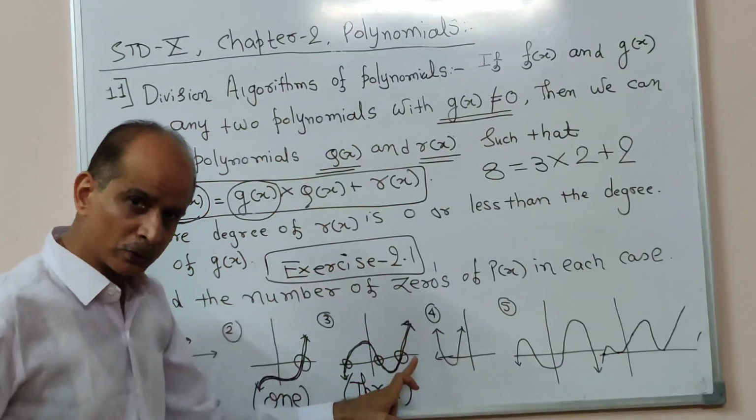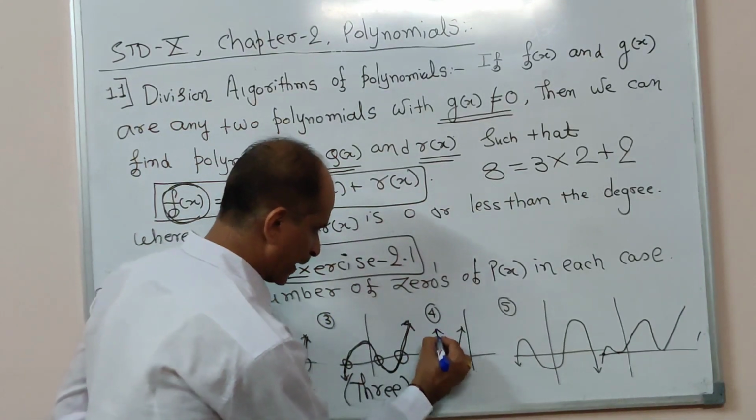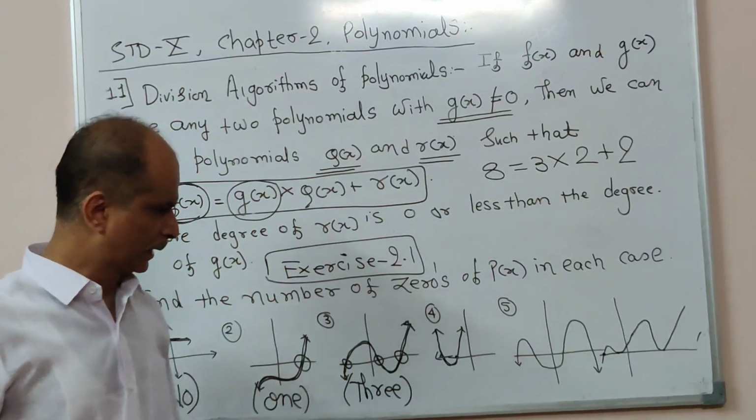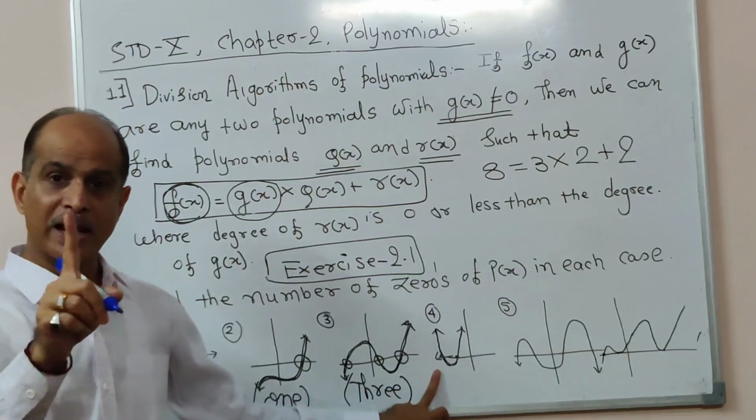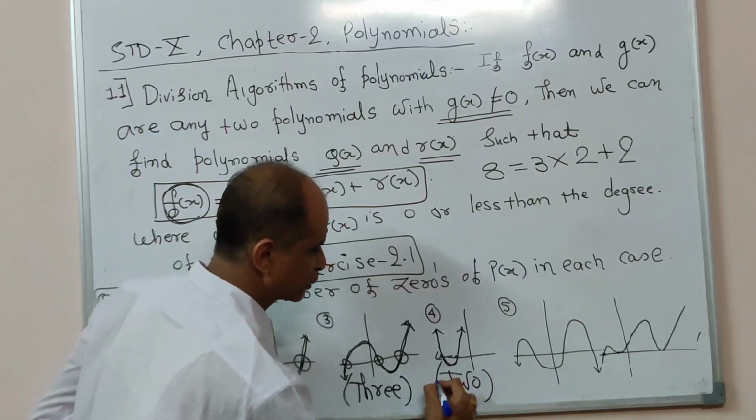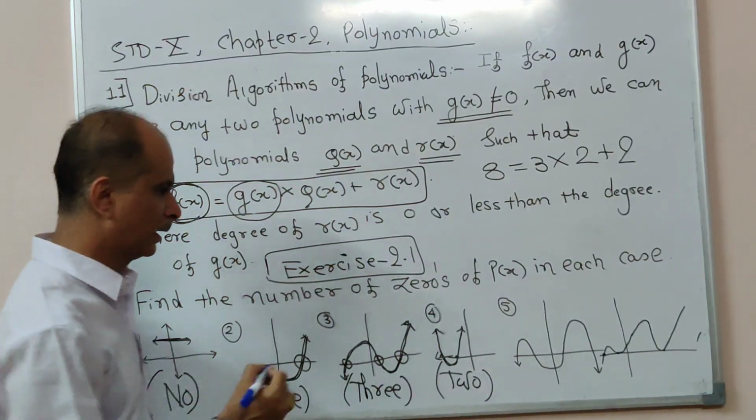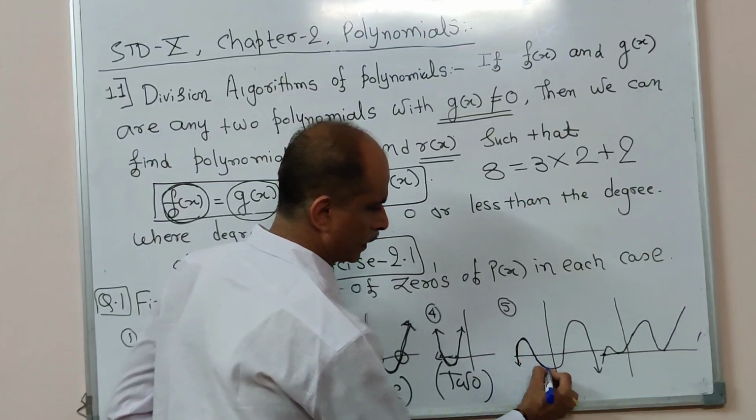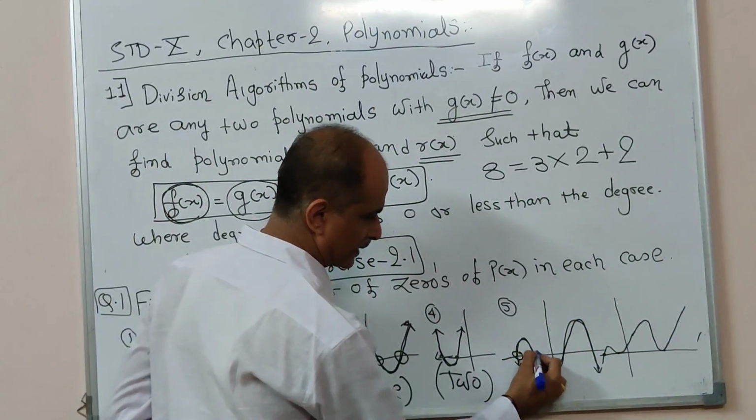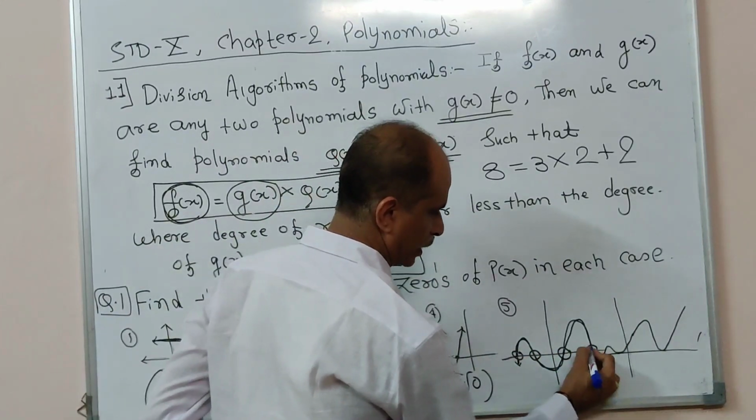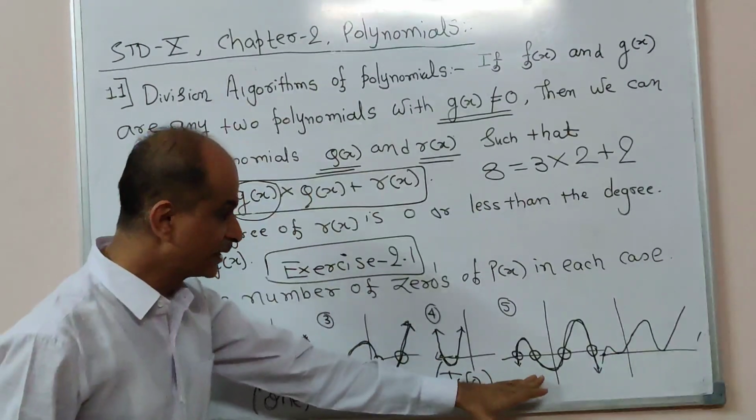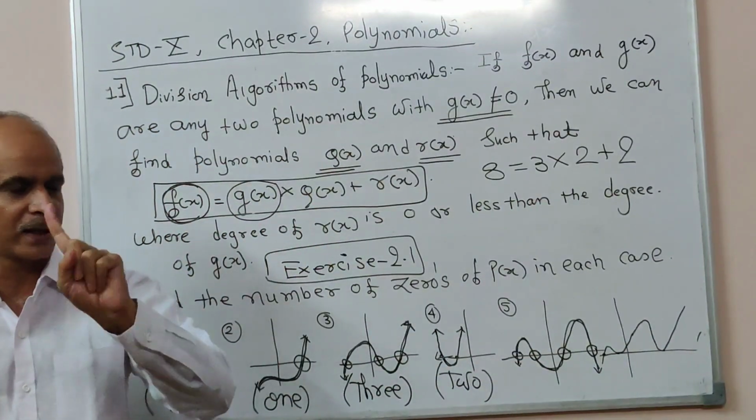The graph of the fourth one is a parabola, so you can identify it is a quadratic polynomial. It intersects the x-axis at 2 points, and that's why it has 2 zeros. Here in the fifth example, the graph is curved. It intersects the x-axis at 1, 2, 3 and 4, so it has 4 zeros. So it is a polynomial with degree 4.